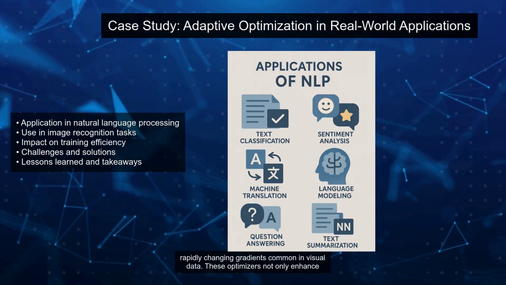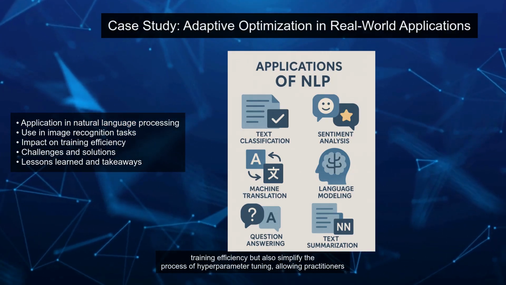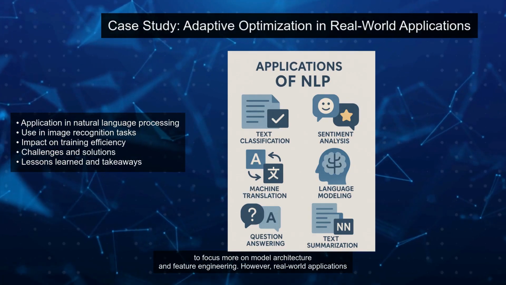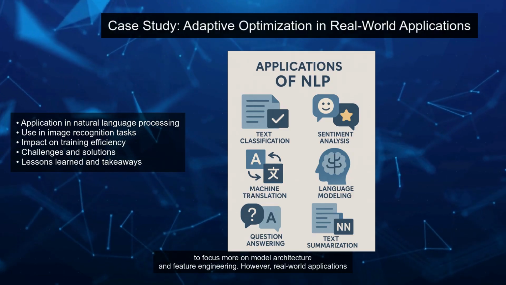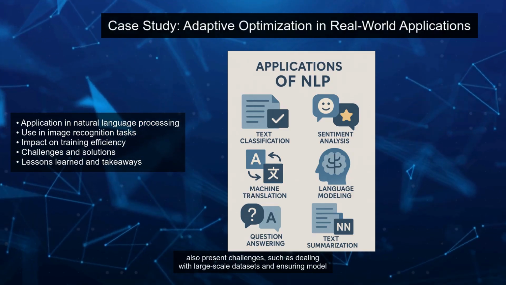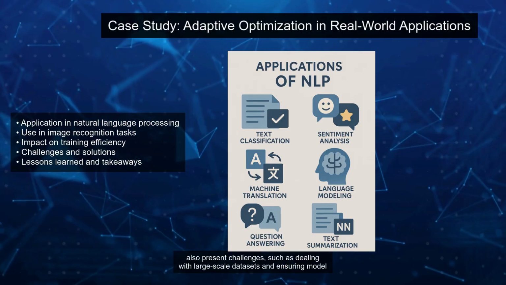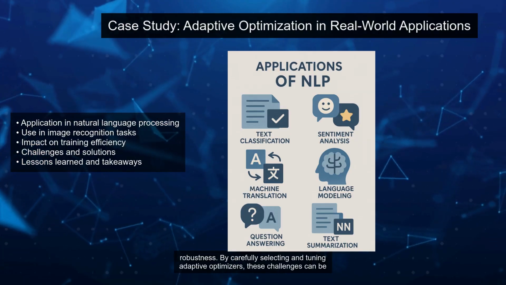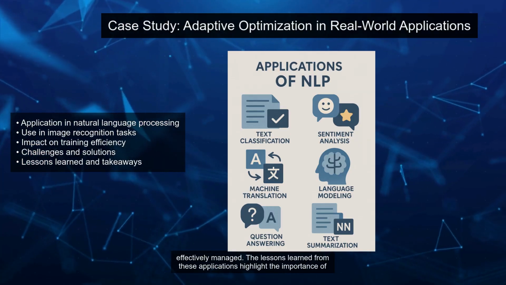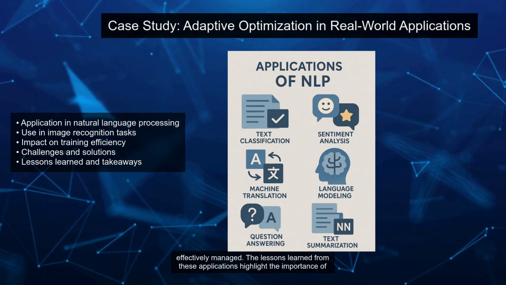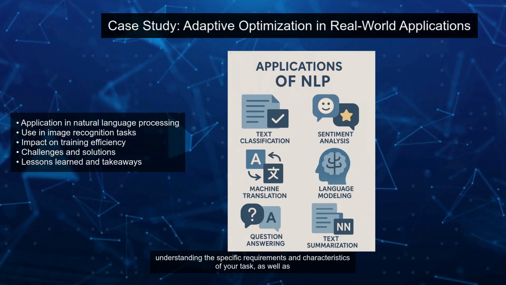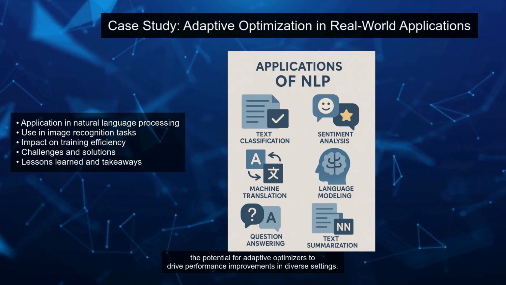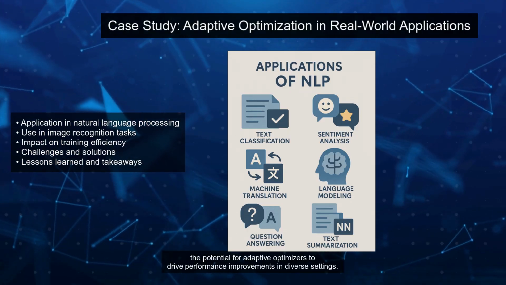These optimizers not only enhance training efficiency but also simplify the process of hyperparameter tuning, allowing practitioners to focus more on model architecture and feature engineering. However, real-world applications also present challenges, such as dealing with large-scale datasets and ensuring model robustness. By carefully selecting and tuning adaptive optimizers, these challenges can be effectively managed. The lessons learned from these applications highlight the importance of understanding the specific requirements and characteristics of your task, as well as the potential for adaptive optimizers to drive performance improvements in diverse settings.